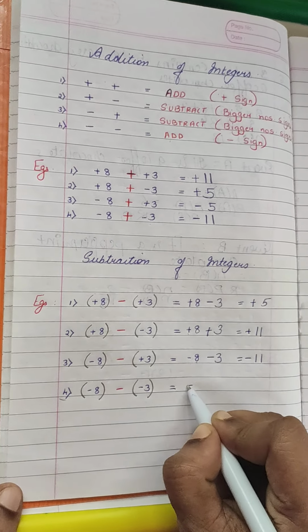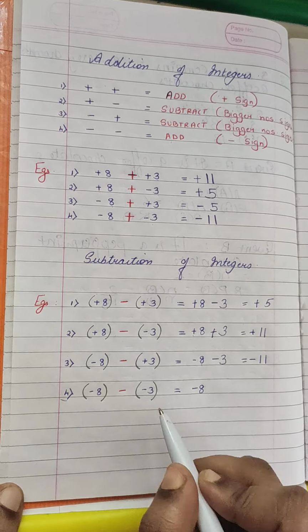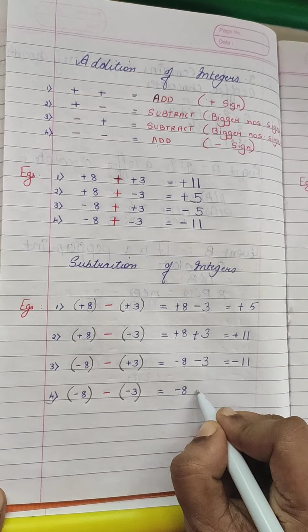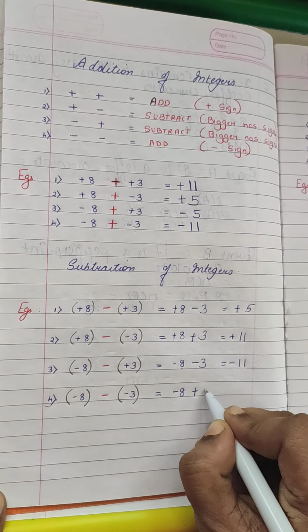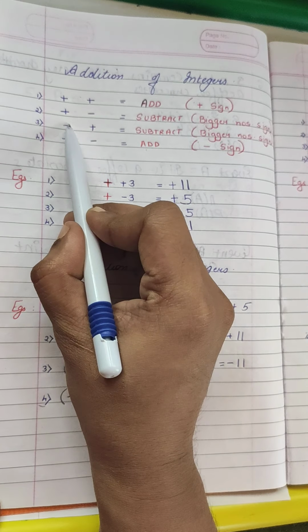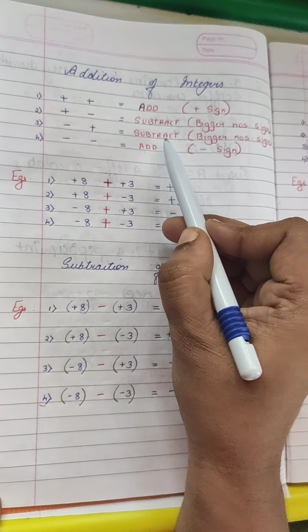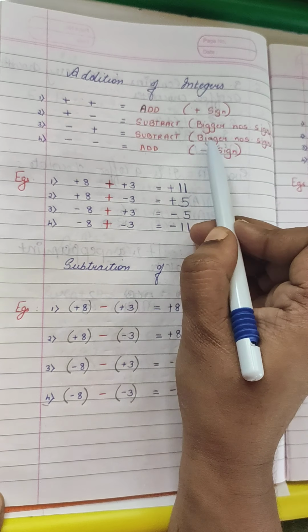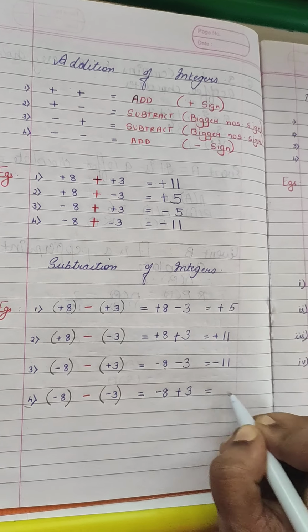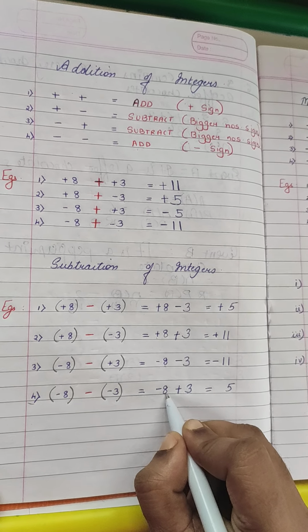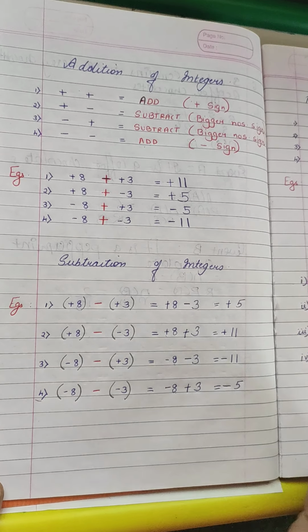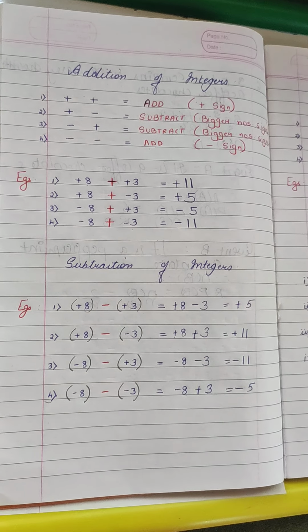Next, minus 8 I will write as it is. Again, minus minus, as you have studied just now, it's addition. So, put minus minus plus 3. So, minus 8 plus 3. One is a negative number, one is a positive number. In this case, again you are going to subtract and then put the bigger number's sign. So, 8 minus 3 is 5. 8 is a bigger number, 8 has a minus sign. So, you will put the bigger number's sign, that is minus 5.